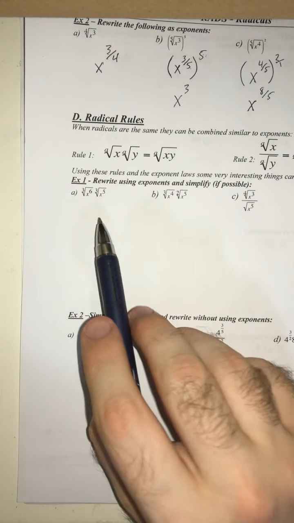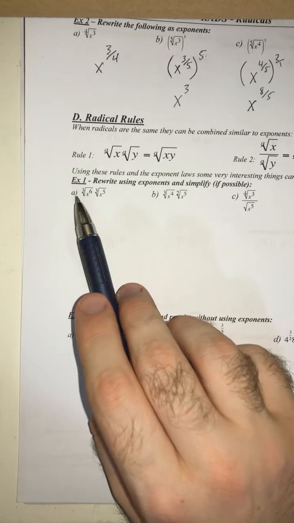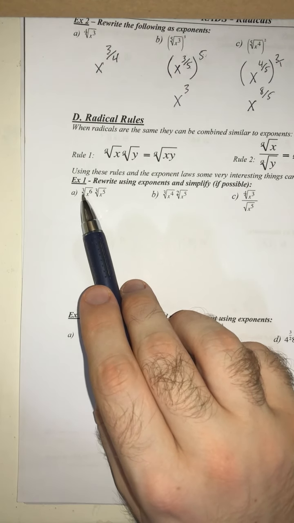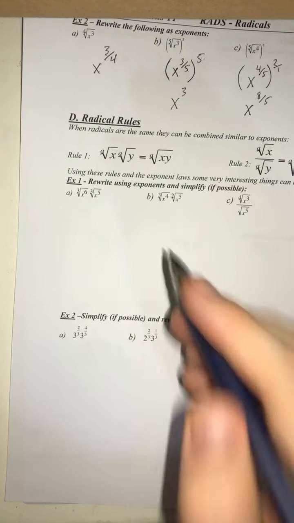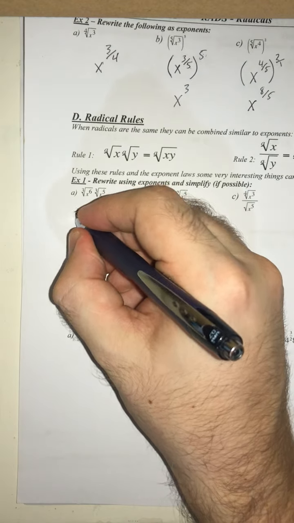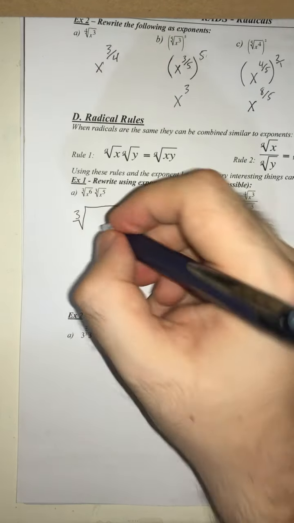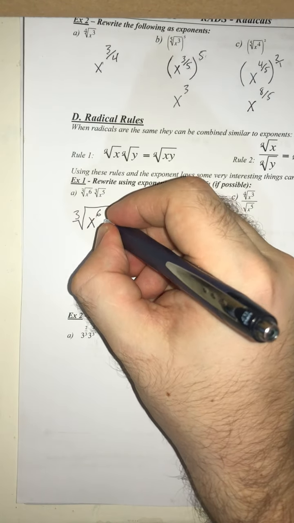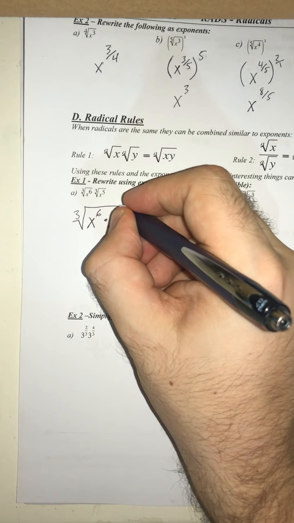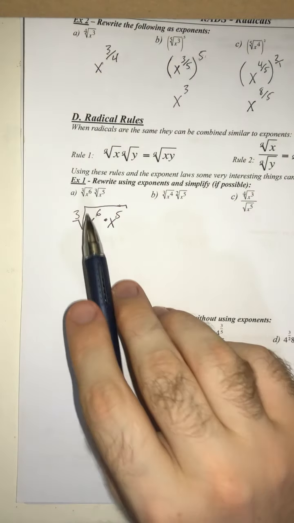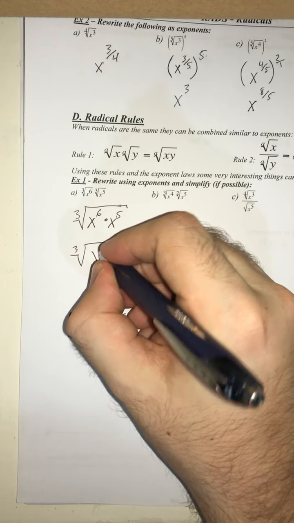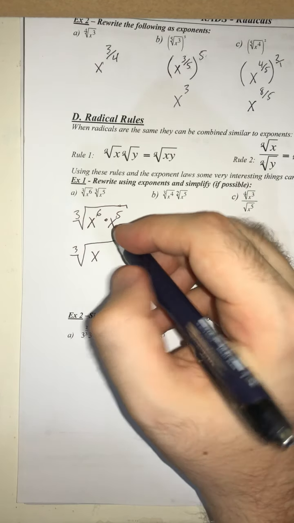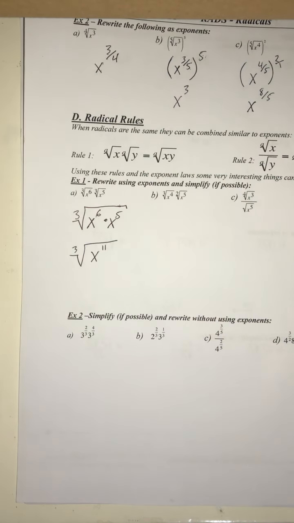So looking at something like this, these two have the same roots. They're both cube roots. Because those are the same root, I can simply say this is the cube root of x to the 6 times x to the 5 inside that same cube root. This gives me x to the, since I'm multiplying, I add the powers, x to the 11. So that is this way.